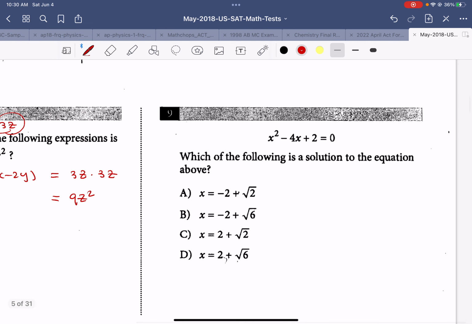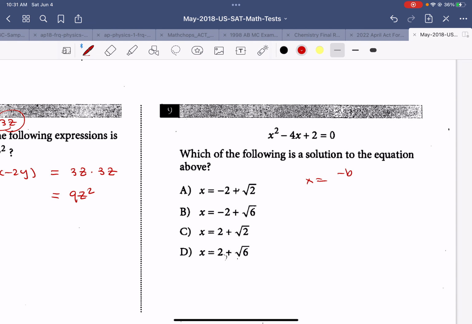Now number 9, which of the following is a solution to the equation? So you can do 2 ways. Basically 3 ways you can solve a quadratic equation. If it's factorable, that is the fastest one, but in this case, it's not factorable. Then you have 2 options. First method is using the quadratic formula, which is x equals negative b plus or minus square root of b squared minus 4ac, all over 2a. So let's label this one method 1. Then a is 1, b is negative 4, c is 2.